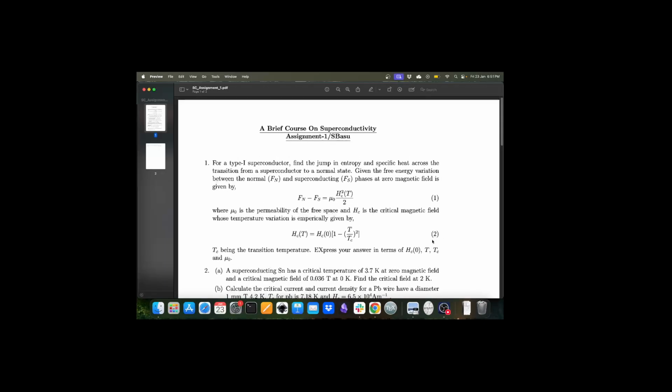So that was the question. We need to find this part. So this is equal to what? And Cn minus Cs equal to what? These are the two questions. We need to find the difference between the normal and superconducting states in the entropy and the specific heat.